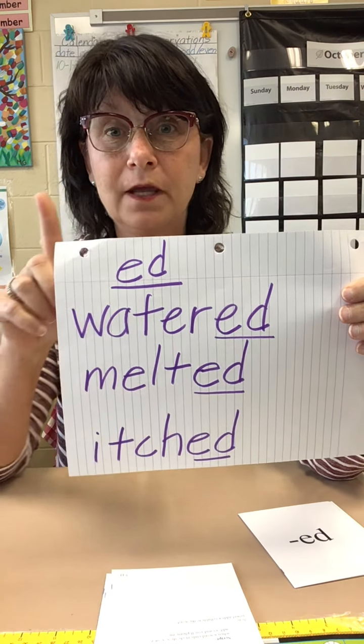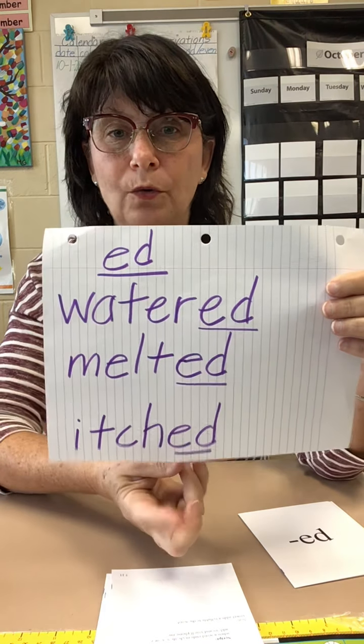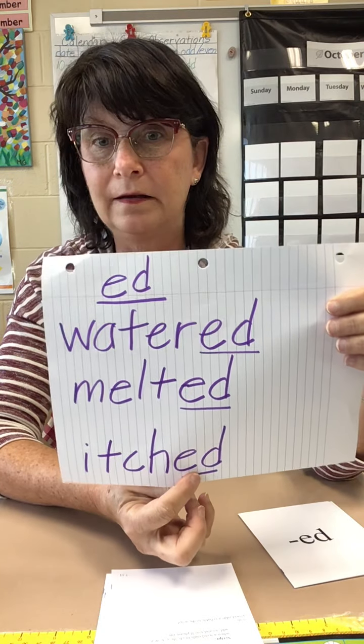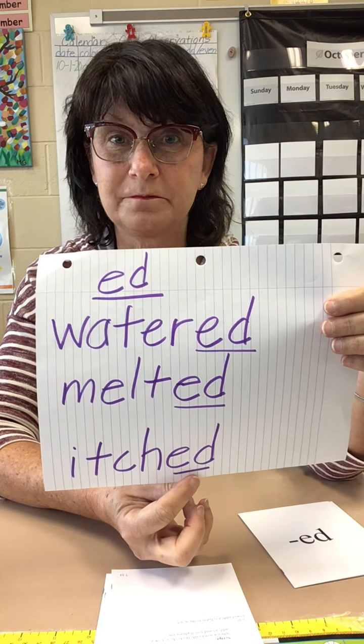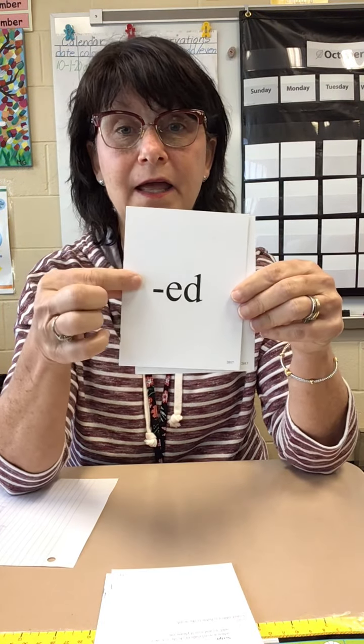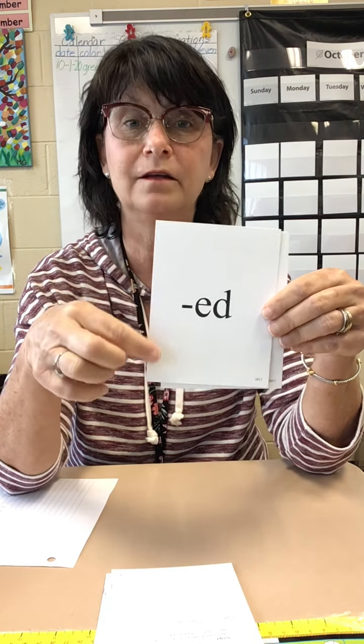Now, here's a hint. Never on the end of a word for a suffix will you have a T. So if you hear a T sound, it's always an ED. Itched. Right? Okay, so that's our ED. So it says d, ud, t. D, ud, t.